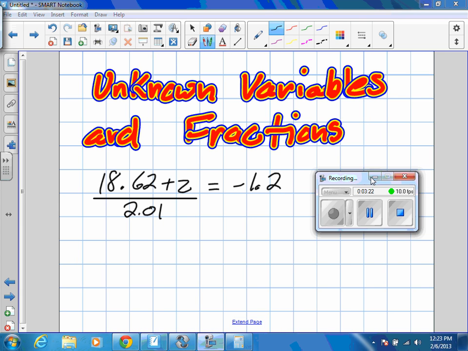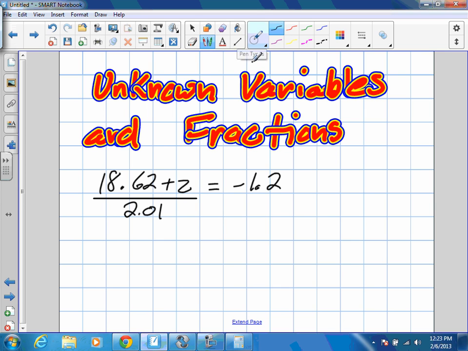All right, another question we're solving for an unknown variable. On this side, we have a fraction. Especially because we have a fraction that's with a decimal, we're going to try to eliminate this fraction, so we're just working with two straight lines, okay? Or terms on the top, you could say. This value says 18.62 plus z, and this term, because it's a fraction, means divided by 2.01. Now I want to move that 2.01 to the other side.